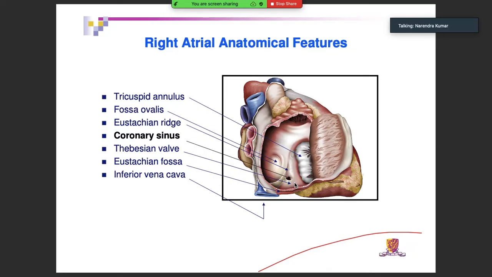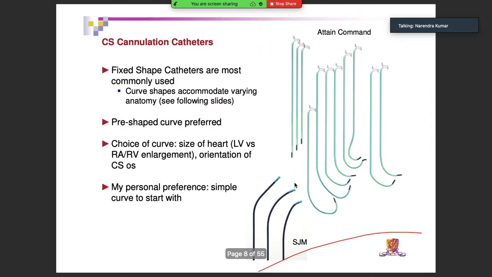To help us with the cannulation, there are various catheters available, for example from St. Jude Medical and others, which can sometimes be pre-shaped curves, and sometimes the fixed-shape catheters, which are most commonly used as well.